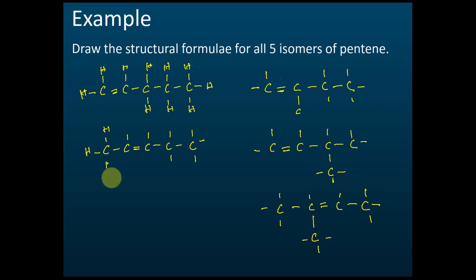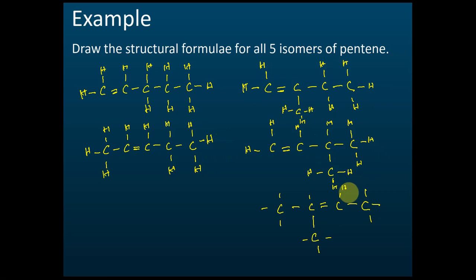So these are the 5 isomers of pentene. In the exam, sometimes they will ask you to name it. So just now we have learned how to name it, right? So we should have no problems. So that is how we draw the isomers of alkene.